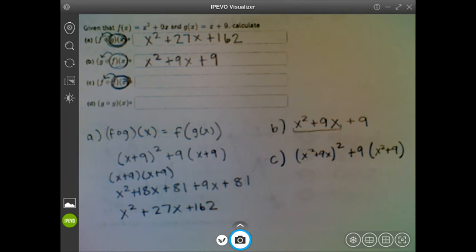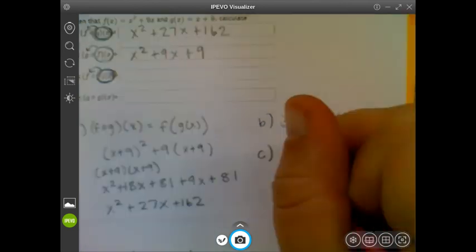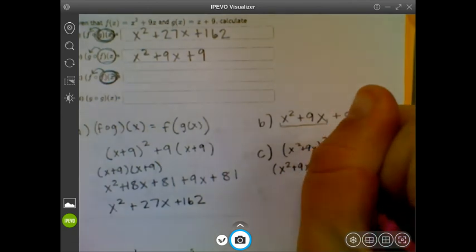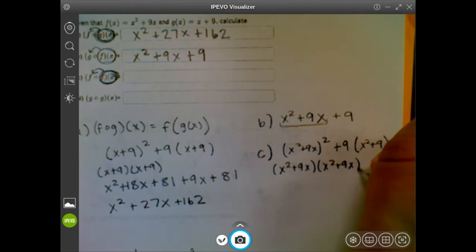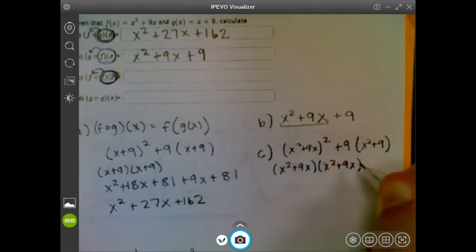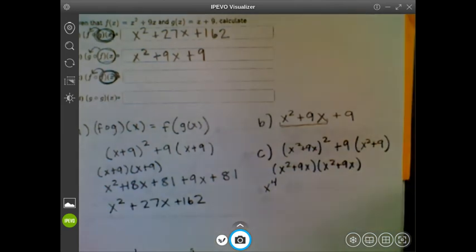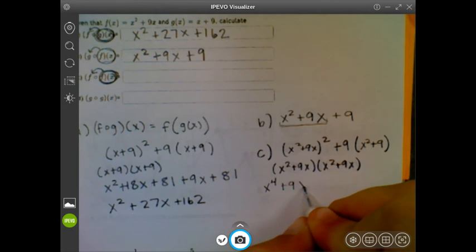So the setup on that one I think is a little bit different, kind of unique, that you take a function and put it into itself. And then unfortunately, we do have some algebra we can do here, right? So this squared here at the beginning means you have to take x squared plus 9x and times it by itself. So you're going to have to distribute. x squared times x squared would be x to the 4th. x squared times a 9x, that's a plus 9x cubed.